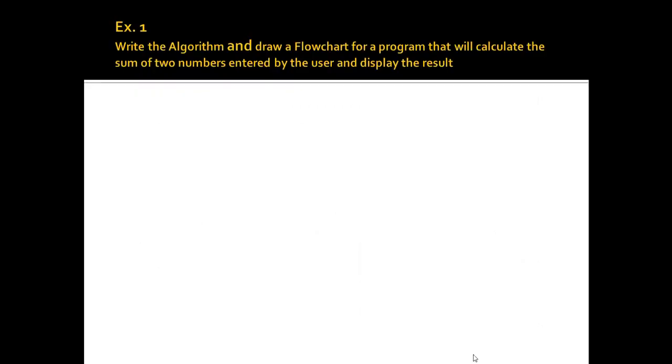We're having an example. Write the algorithm and draw the flowchart for a program that will calculate the sum of two numbers. Any two numbers will be entered by the user and it will display the result. Identify the input, the process, and the output. So first you need to define the problem. Identifying the input, the process, the output is called defining the problem.